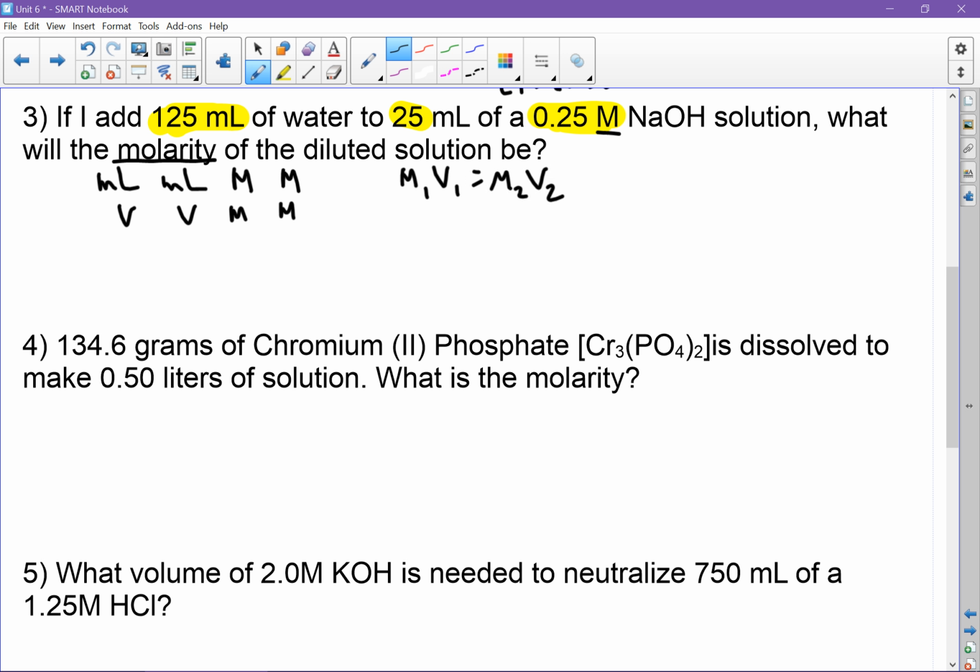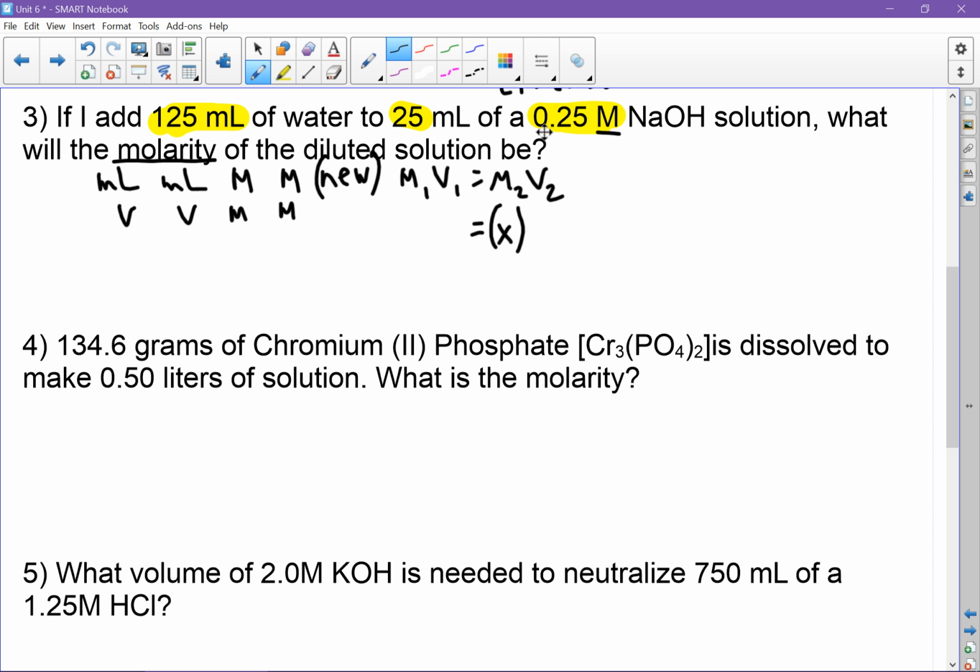Okay? So I'm looking for the molarity, so that means that x goes for one of the M's. It doesn't matter if you make it M1 or M2. I'm going to make it M2 because it's the diluted, which means it will be the new solution. If you put it for M1, it'll come out the same.